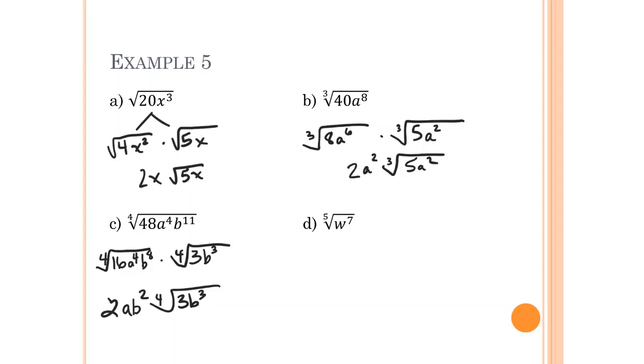Last one, fifth root of w to the 7th. I can take the fifth root of w to the 5th, and then that'll leave the fifth root of w squared. So that'll be w times the fifth root of w squared. Pause if you need to. Take a look at them again.